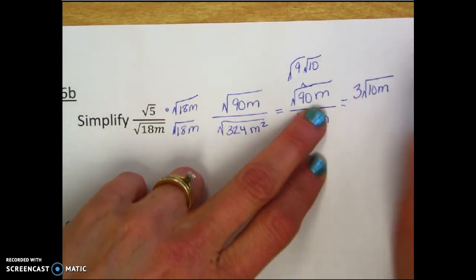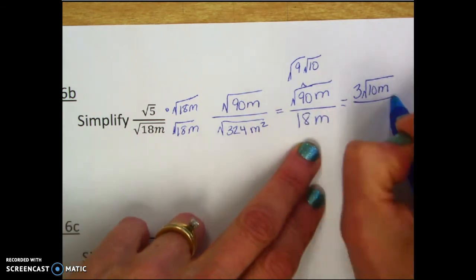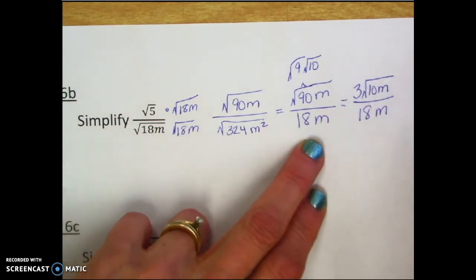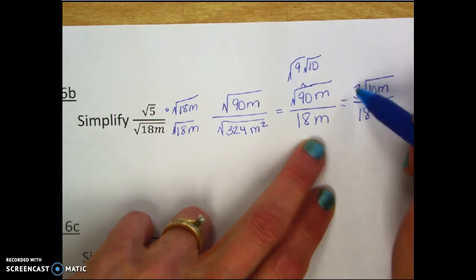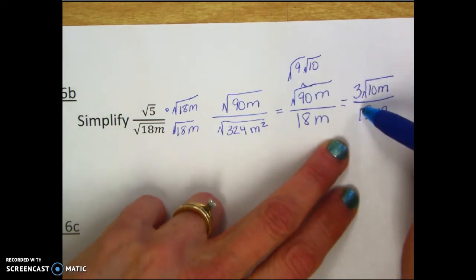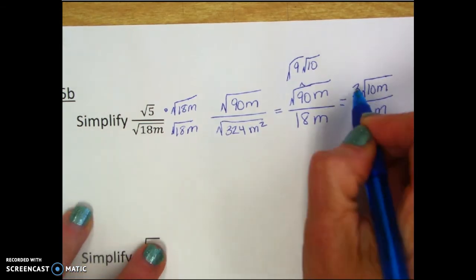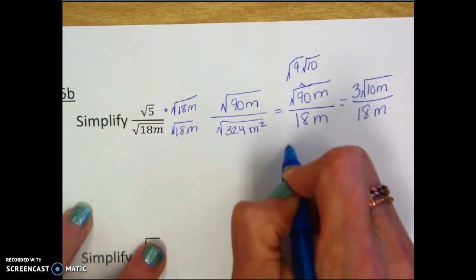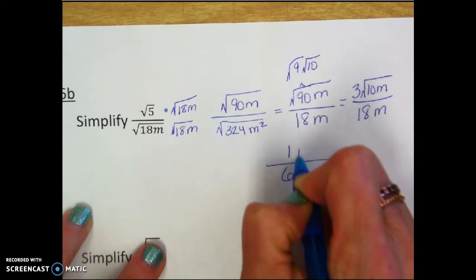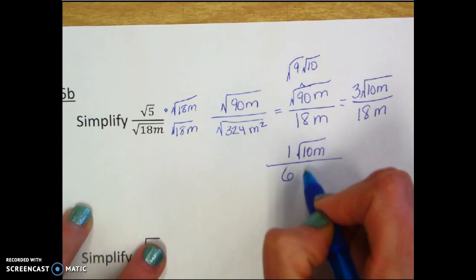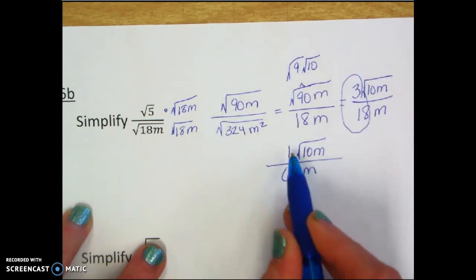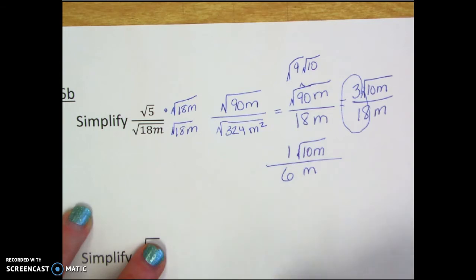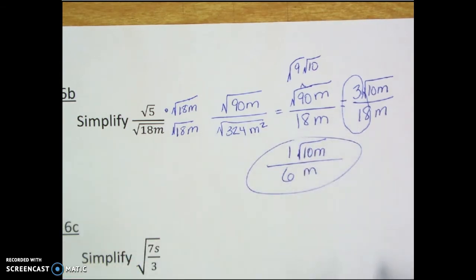Okay, remember that m was still in there. And then 18m. These m's, again, cannot cancel. This was in a square root. This is not. But the 3 and the 18 can because they are both outside the square root now. So 3 over 18 reduces to 1 over 6. You still have square root of 10m on the top and another m on the bottom. But this reduces to the 1/6. And this is what your final answer is going to be.